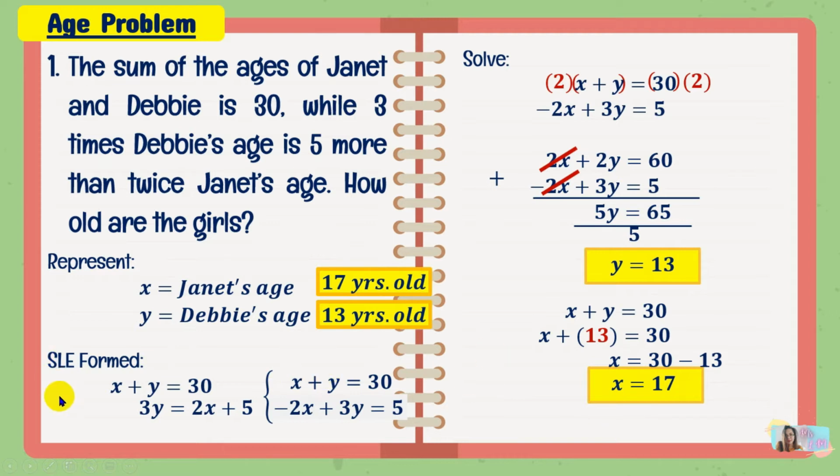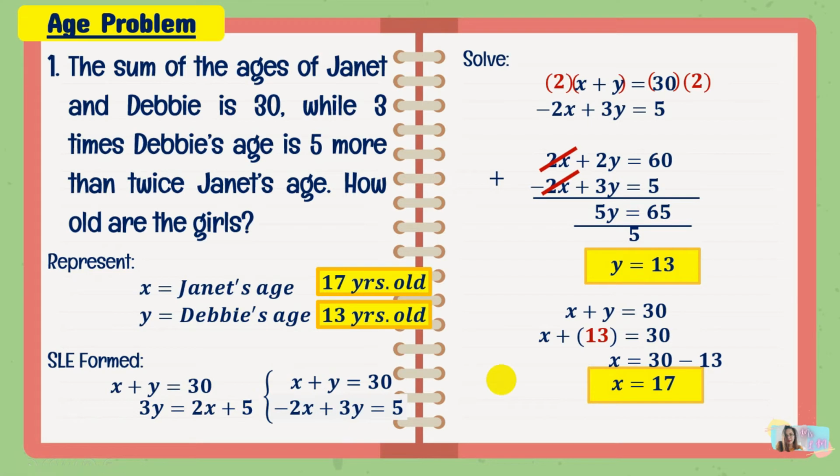Now, to check, ito po yung ating linear equations. Kailangan po masatisfy niya pareho. So, 17 plus 13 is equals to 30. Yes, it is equals to 30. Then, dito naman sa second, if we multiply 3 to 13, that's 39. Also, dito naman, 2 times 17, that's 34, plus 5 is 39. So, nasatisfy din niya po itong ating second linear equation. So, this is for our example number 1 under age problem.